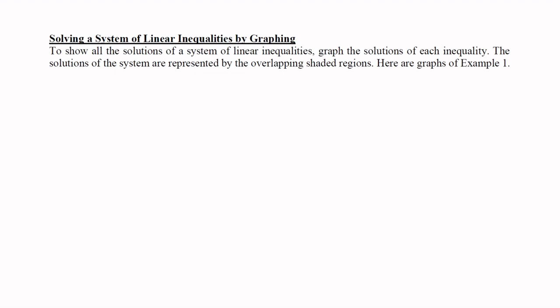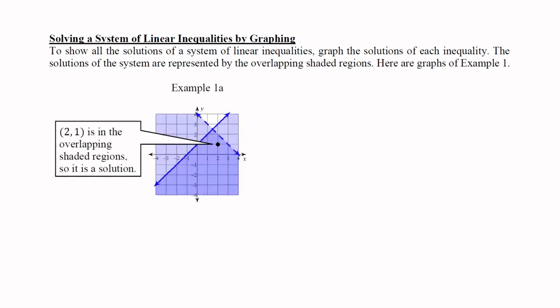To show all the solutions of a system of linear inequalities, graph the solutions of each inequality. The solutions of the system are represented by overlapping shaded regions. So here are the graphs from example 1. In example 1a, we determined that (2, 1) was a solution. If we were to graph both of the inequalities on one graph, you'll notice that the overlapping shaded region, which is the darker shaded region here, indicates where all the solutions for the system are. And that point does lie within the region, so it is therefore a solution.